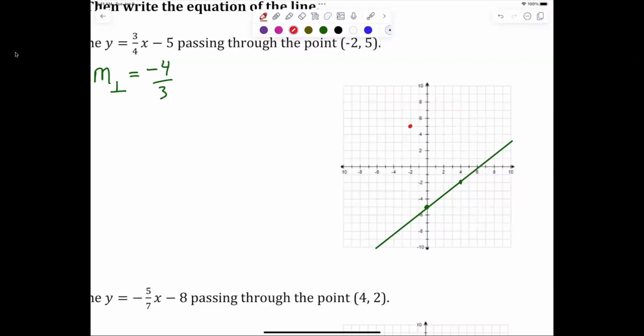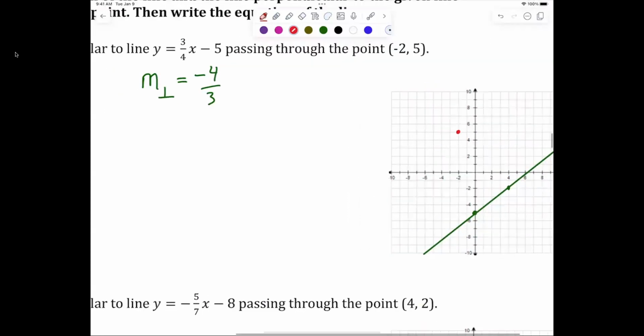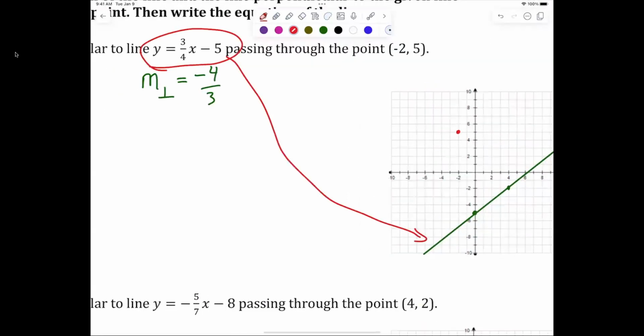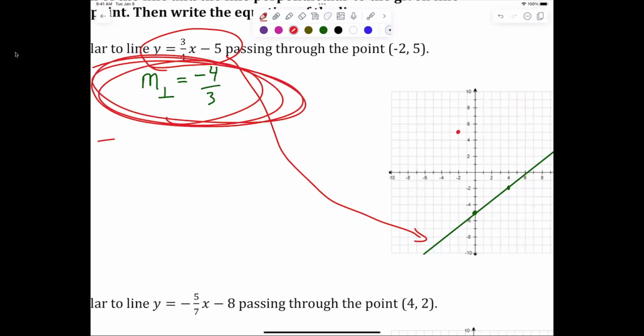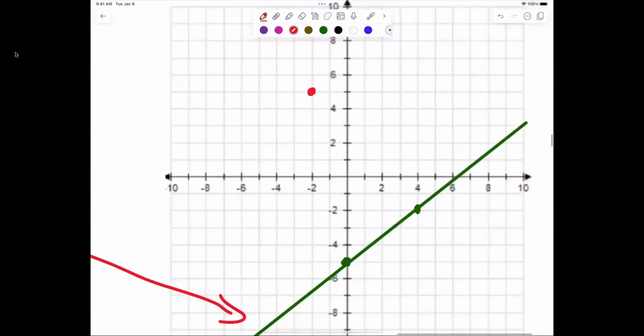Now, what is the slope? So from that point, I go what? No, I didn't. I'm graphing this line first. Now I'm demonstrating the perpendicular. So from this point, -2, 5, I use the perpendicular slope. What is the perpendicular slope? -4/3. So from that point, I go what? Down 4 and to the right 3. 1, 2, 3, 4. 1, 2, 3.